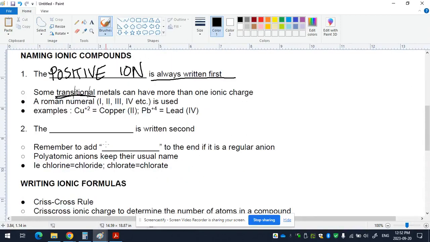Some transition metals can have more than what? More than one ionic charge, which means it could lose 1, so it could be 1 plus, or 2 plus, or 3 plus. Who can read this? This right here. Roman. What's this word? Numeral. Numeral just means number. Numeral, number, they kind of start the same.